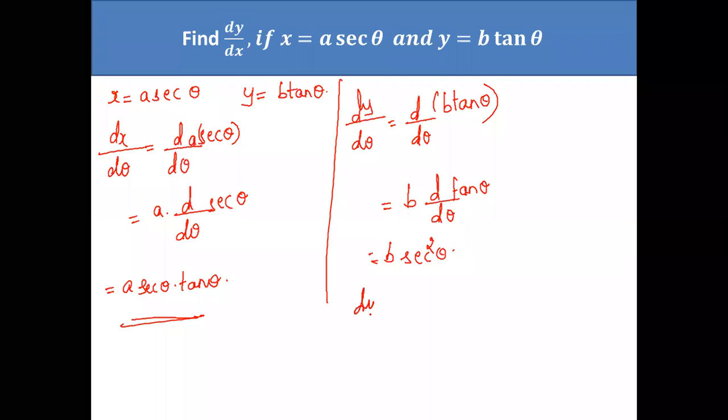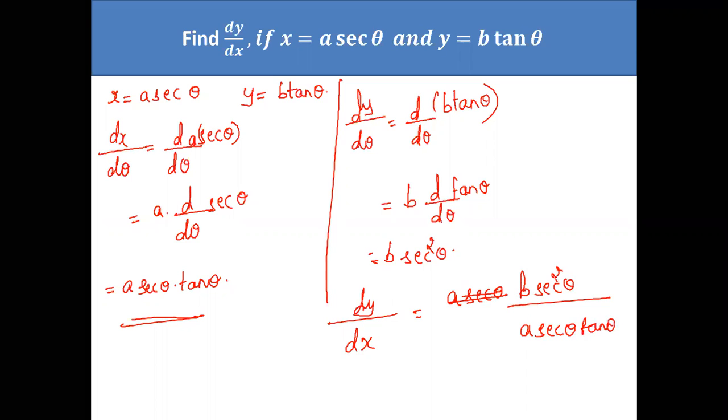Substitute the things. So dy by dx is equal to b into secant square theta divided by a into secant theta tan theta. So one secant cancels. Yes, the final answer is b by a cosecant theta. Good, Dikshita. So we have b by a, that is fine.